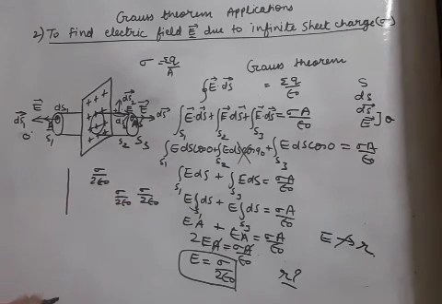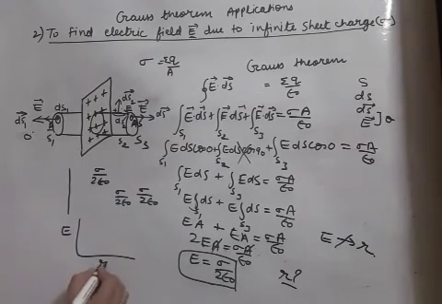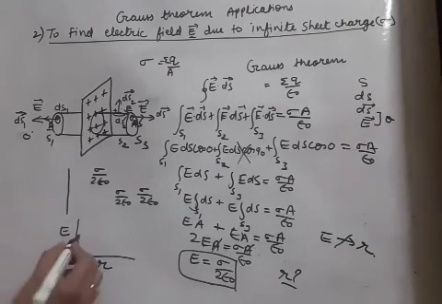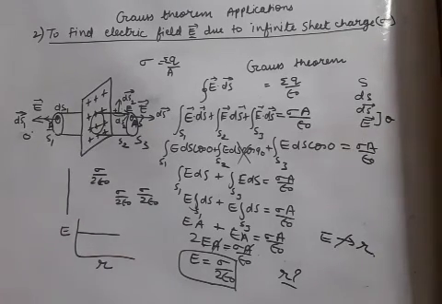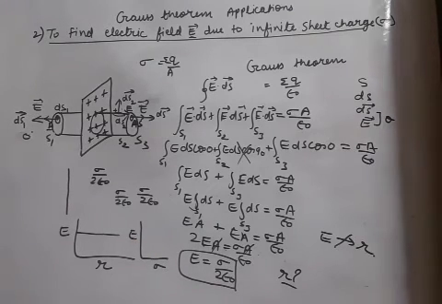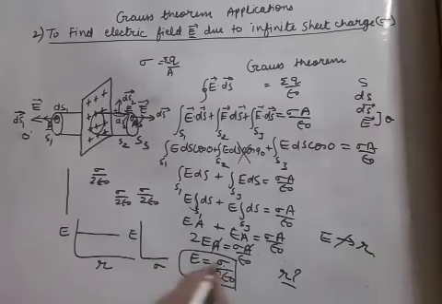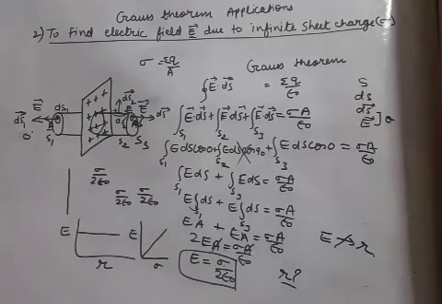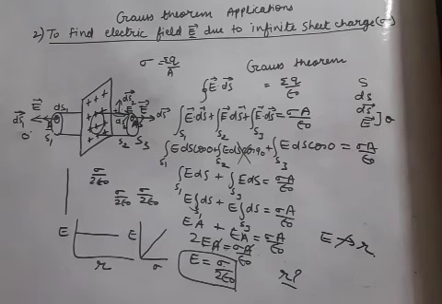First point is this. Secondly, if we draw the graph between E and R, because E is independent of R, the graph shape will be like this. And in the same manner, if E and sigma graph is asked, then you can see E and sigma are proportional. So the graph will be a proportional graph, that means an increasing graph.